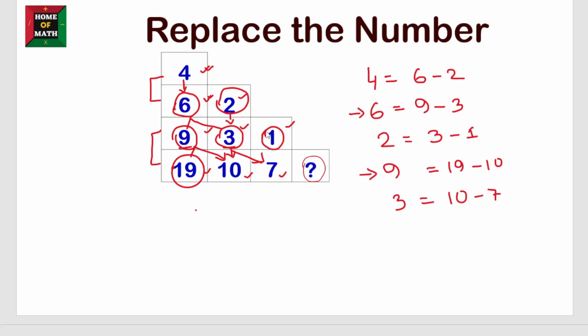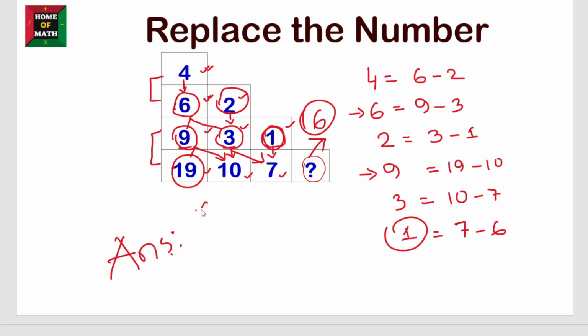So how does this one come? Look, the next number is 7. So in the question mark position, the replacement number should be 6, because 7 minus 6 will be 1. So the answer is 6. It means this is a number and this one we have to subtract.